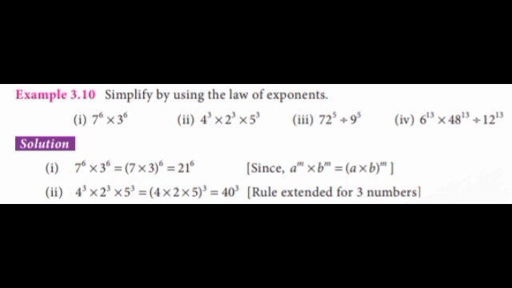Second question, 4 power 3 into 2 power 3 into 5 power 3. Students, see the powers, all the powers are same, no? So, we can multiply the base numbers together. 4 into 2 into 5, the whole power 3. 4 2s are 8, 8 5s are 40, 40 the power 3. Okay, here the rule is extended for how many numbers? 3 numbers.